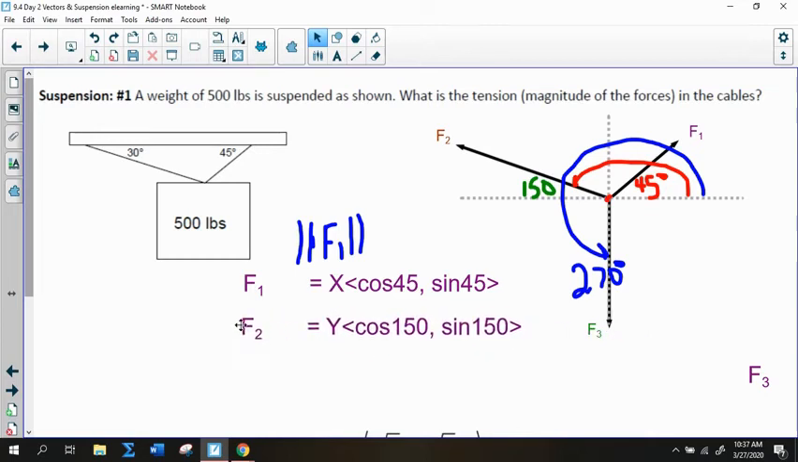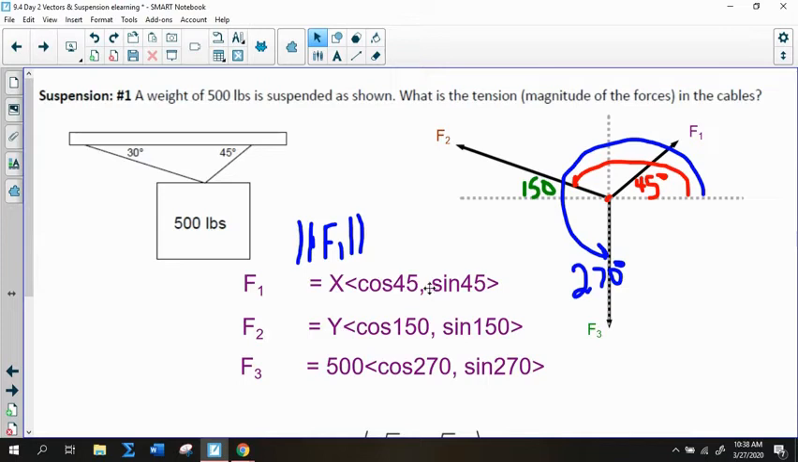So the second force has an angle of 150, and then I'm calling its magnitude y. Again, if you prefer to call it with the double lines like this in an F2, you can. And then F3, we were actually given that the magnitude was 500 pounds, and the angle is 270 here. So we've got these three forces. I'm going to go ahead and write them out so we have them with their unit circle values.